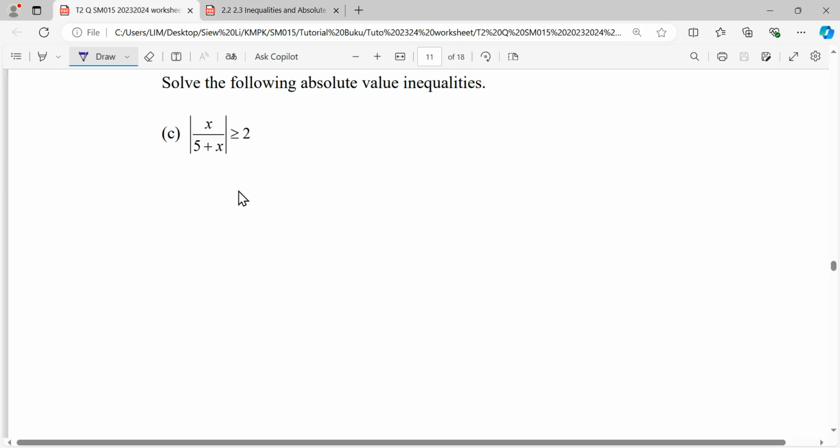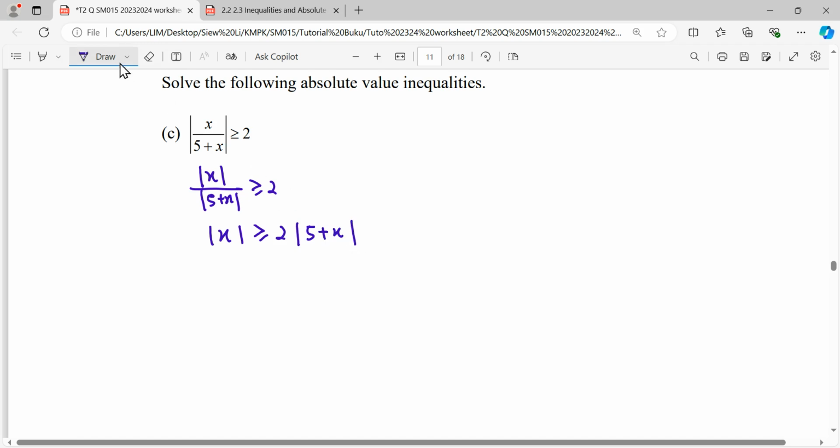So modulus x over modulus x plus 5. So we split the modulus first. As we can see, modulus at the denominator means this term is always positive. So always positive, you can multiply it to the right hand side without changing the sign.